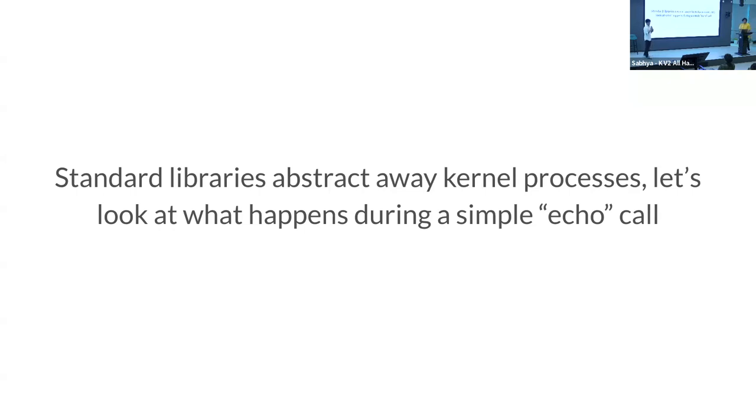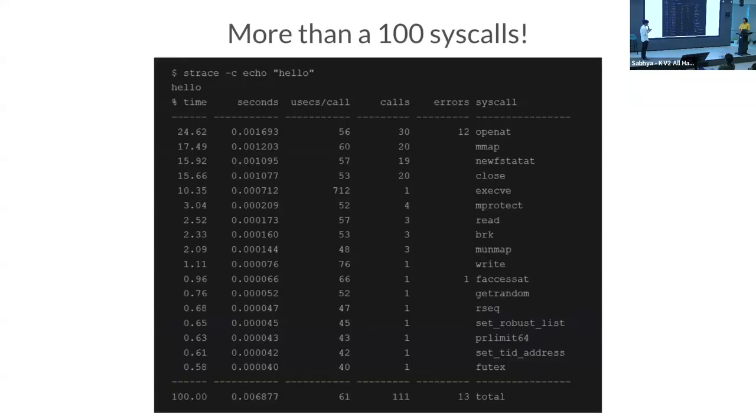To drive this point home, let's see the syscalls that a simple echo call can trigger internally. And for this, we run an strace. An echo will accept a value or a text and just print it out to the stdout. So how many would you guess? More than 100 syscalls, for just an echo. I invite you to try any shell command that you want. Try an strace on it and see what's going on in your kernel.